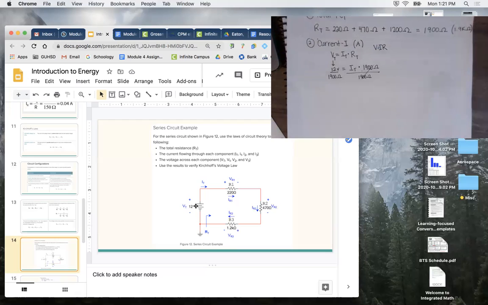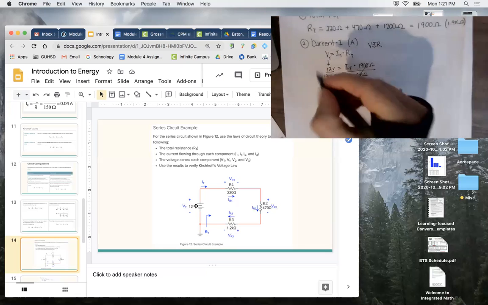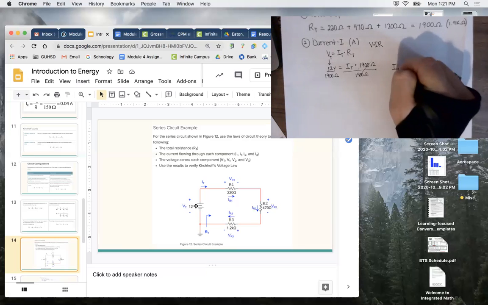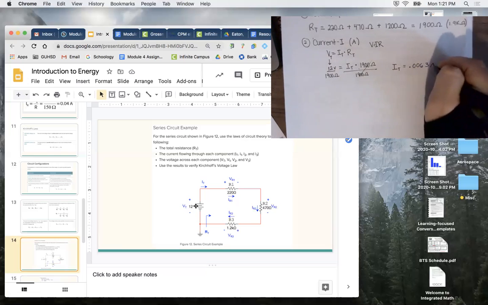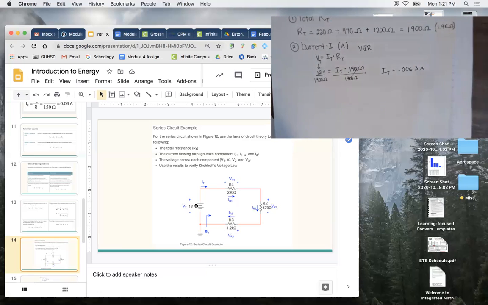Okay, so I'm going to do the math on that. In my calculator, I'm doing 12 divided by 1,900, and I get about 0.006. Okay, so my I total is equal to 0.0063 amps.